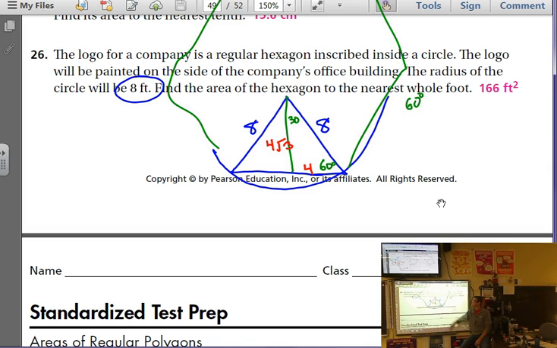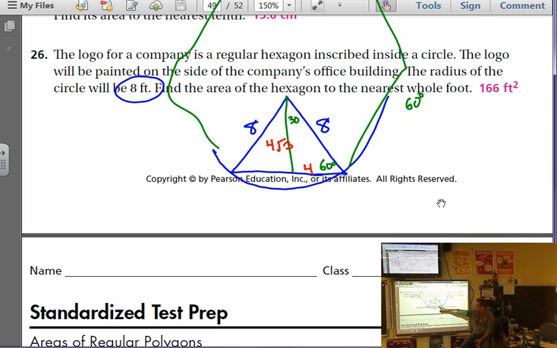Boom. What's it even asking? Find the area of the hexagon to the nearest whole foot. So, again, with me talking about you never needing to use the formula, if I forget the formula, can I still find the area of this triangle? Yeah, it's 1/2 base times height, right? We've been using that formula for a while.